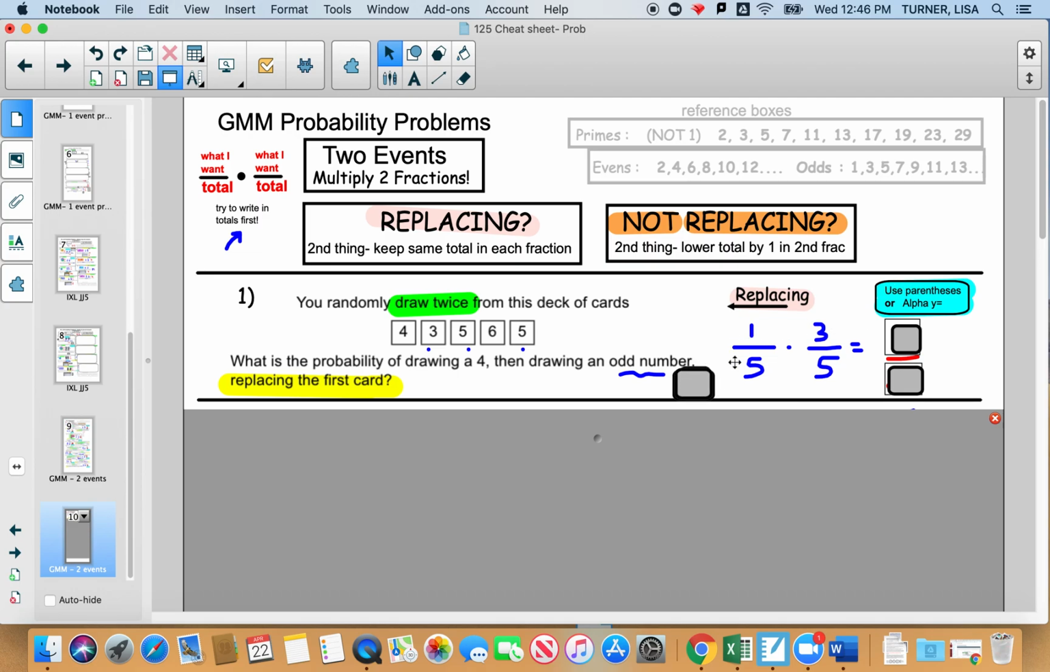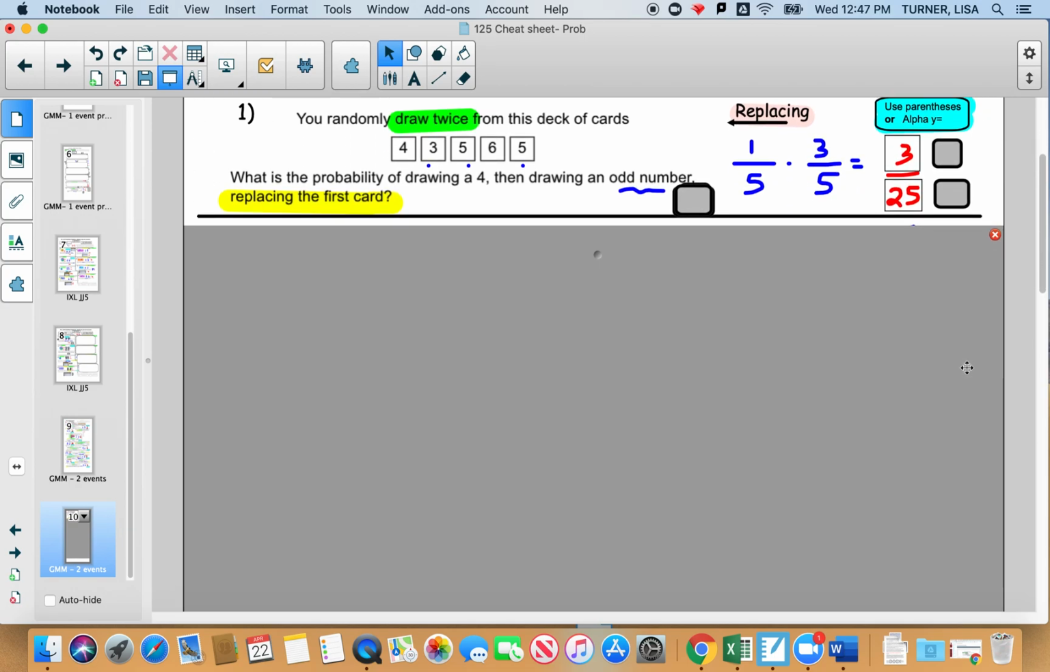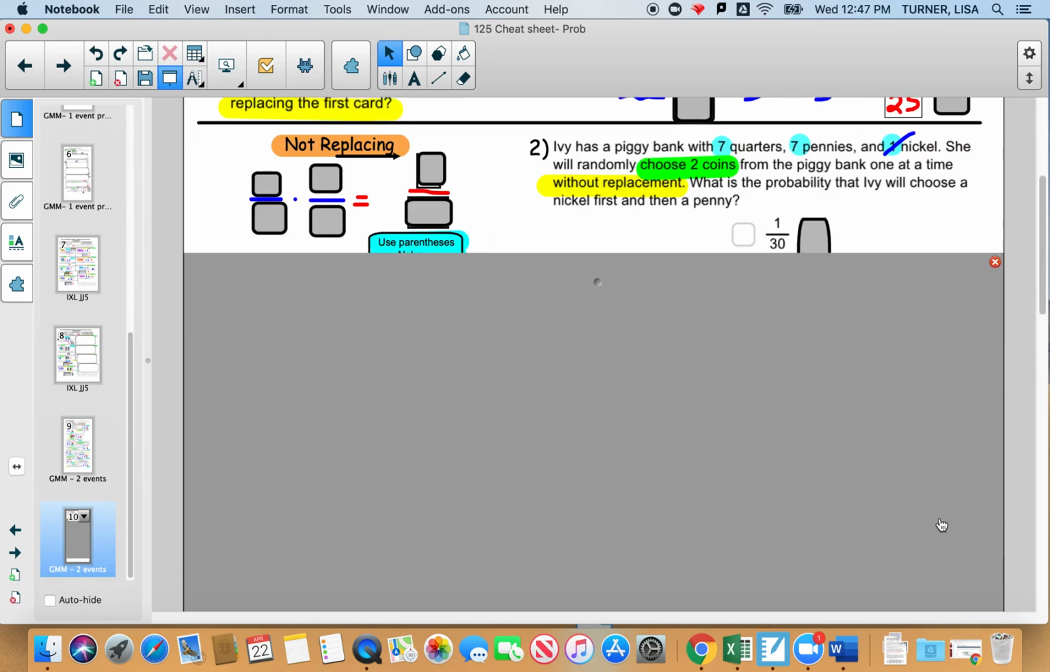And you are either going to use parentheses in your calculator like you've been doing, or alpha y equals. So when you multiply these two fractions, you will get 3 out of 25. So that's a replacing. Our denominators were the same. So let's do another. All right.